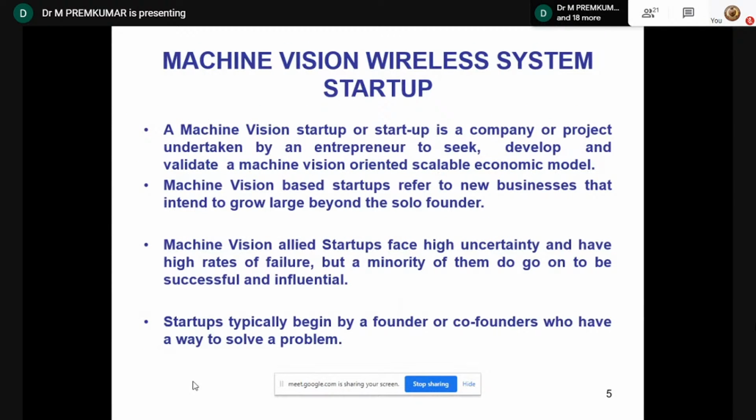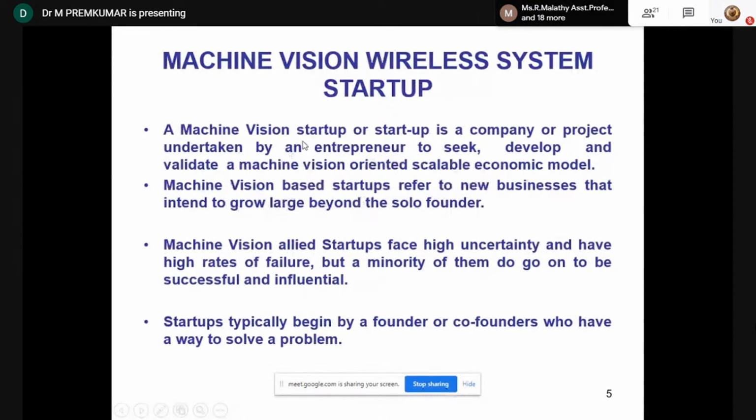Regarding today's topic of discussion, the machine vision wireless system startup. A startup is a company, a project undertaken by an entrepreneur to provide a solution to a problem. It can be a low cost feasible solution, or any viable solution which the entrepreneur deems marketable in a particular business market.